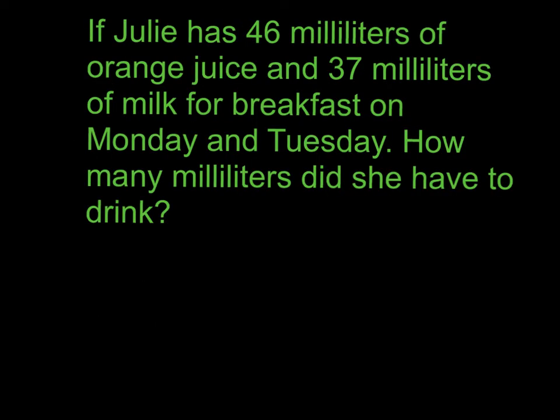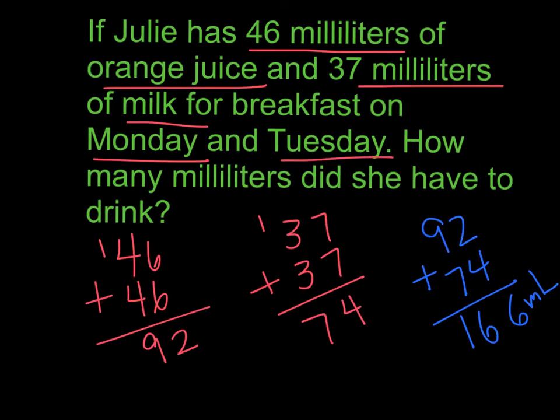Okay, we're almost done. I've got a couple problems for you to work. So read this one, work it carefully, pause the video, and come back to check. Okay, let's work through it. She had 46 milliliters of orange juice and 37 milliliters of milk for breakfast on both Monday and Tuesday. How many milliliters did she have in all?